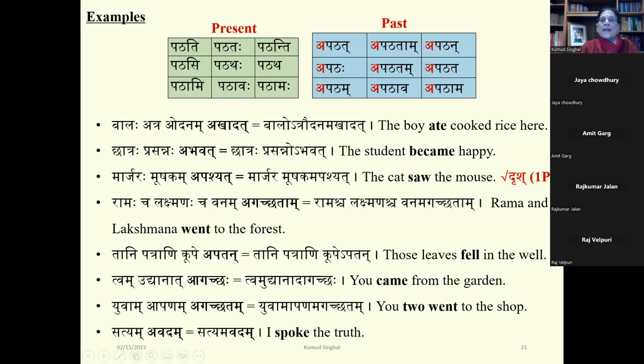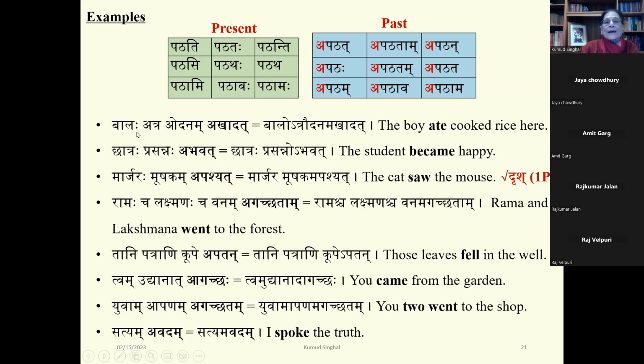So let's do some examples. So the present tense will be pathati, pathatah, pathanti, pathasi, pathatah, pathata, pathami, pathavah, pathamah. And the past tense will be apathat, apathatam, apathan, apathah, apathatam, apathata, apatham, apathava, apathama.